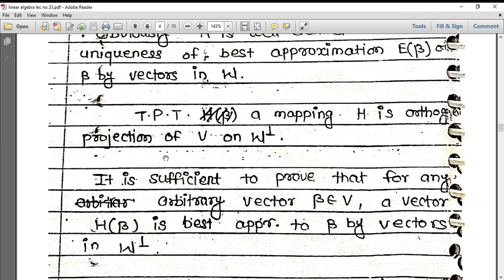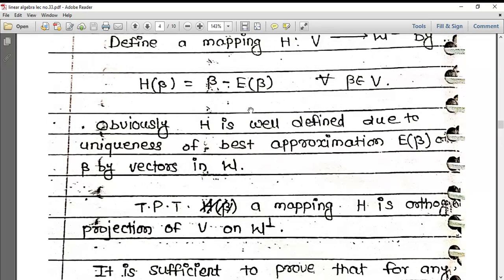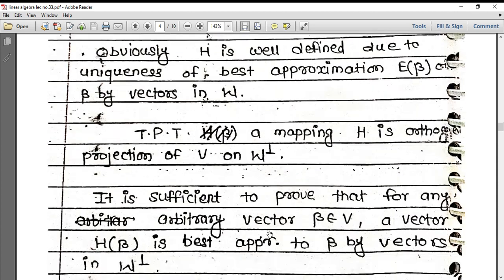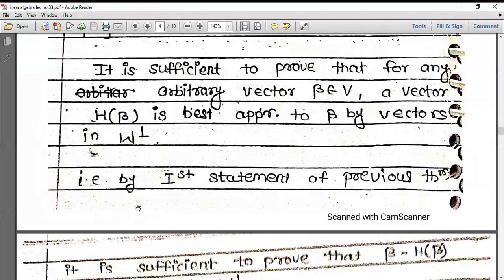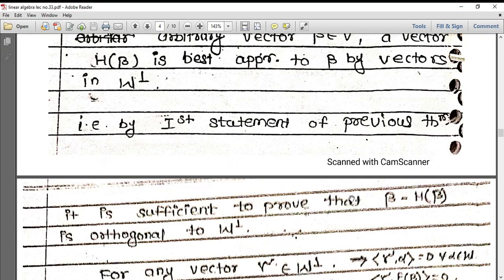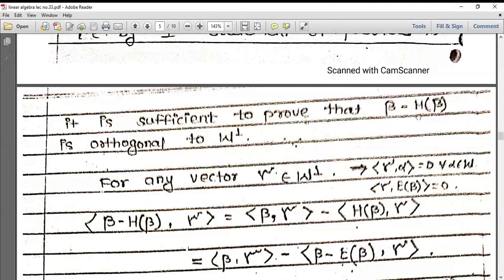The mapping H is the orthogonal projection of V on W perp. It is sufficient to prove that for any arbitrary vector beta belonging to V, H of beta is the best approximation to beta by vectors in W perp. By the first statement of the previous theorem, it is sufficient to prove that beta minus H of beta is orthogonal to W perp.